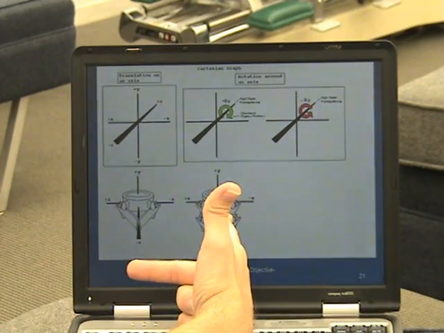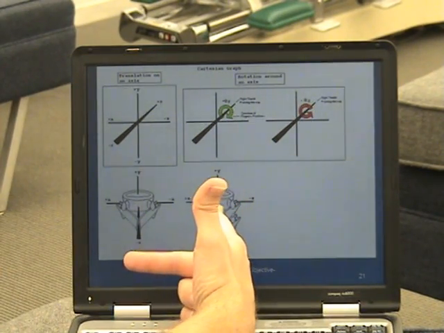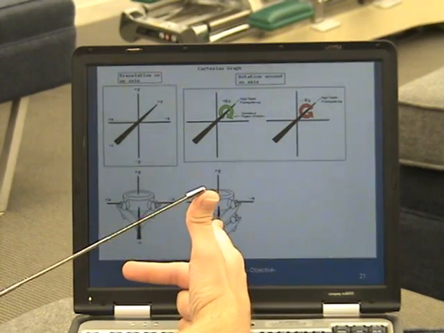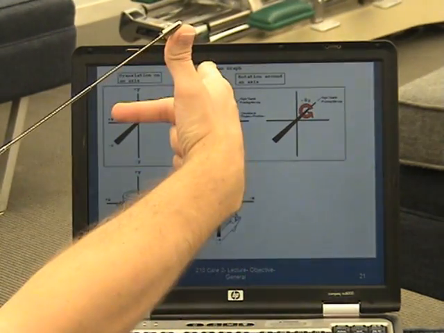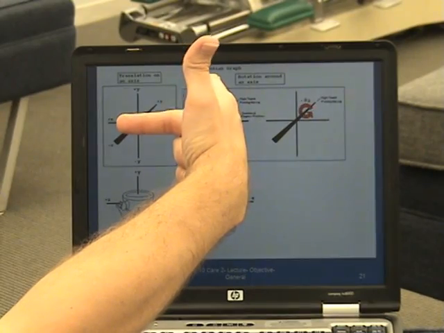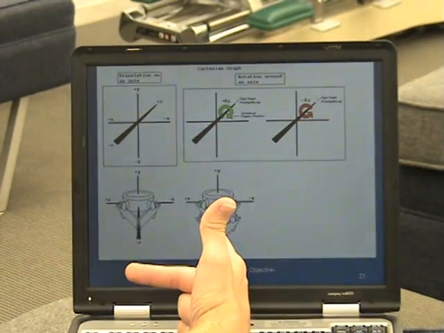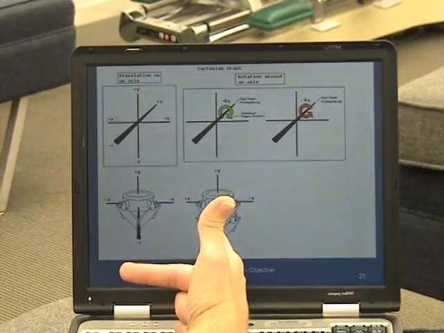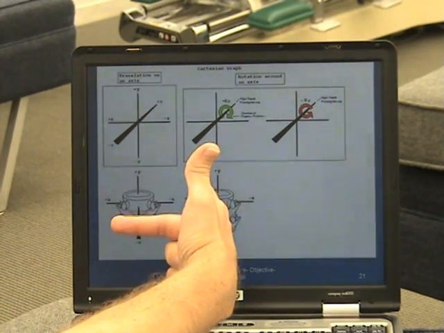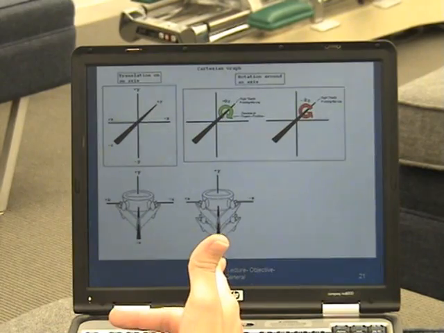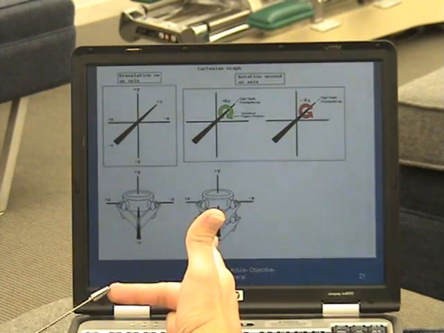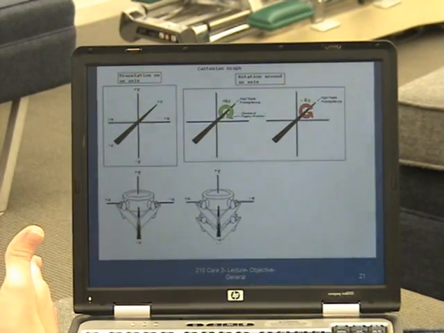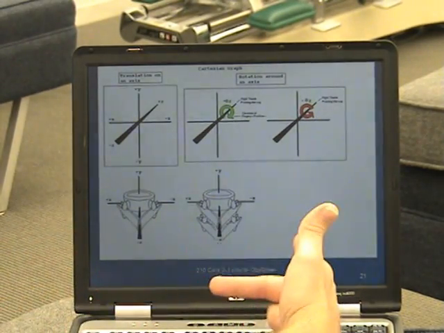So let's talk about translation and rotation. With translation, in the positive Y direction would be going up this way. Negative Y translation would be going down. Positive Z direction would be going straight forward. Negative Z would be coming backwards. Now a positive X would be coming this way. A negative X would be coming the opposite way.